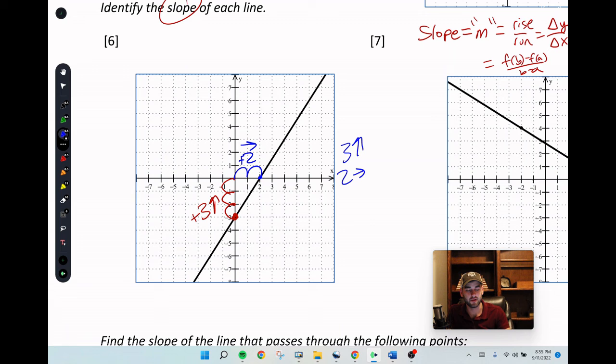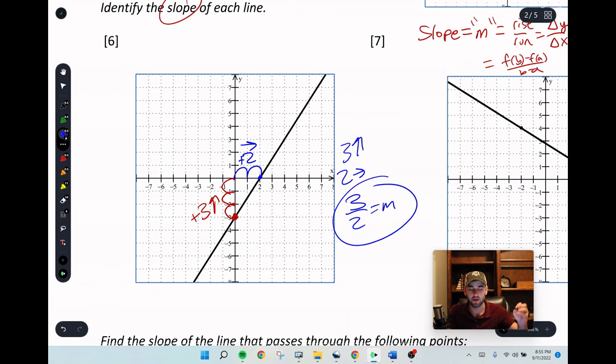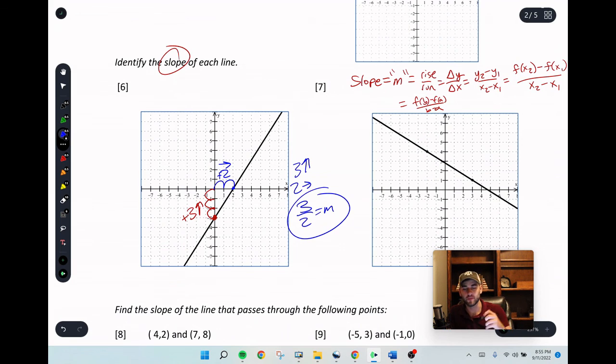That's exactly what we're going to do: rise over run. We're going to say 3 over 2 equals m. Call it a day. We know the slope's positive if you think about walking upstairs. If you think about this person walking left to right, he's walking upstairs, so the slope is positive, so that checks out with what we found.